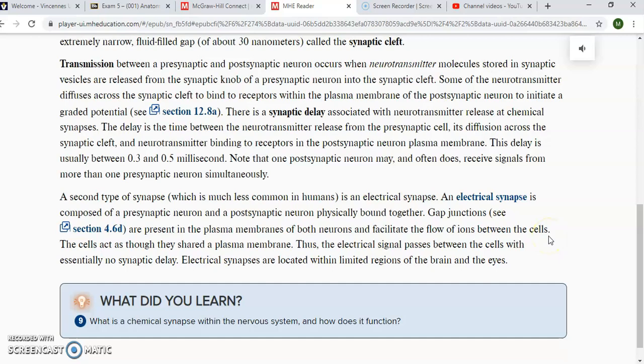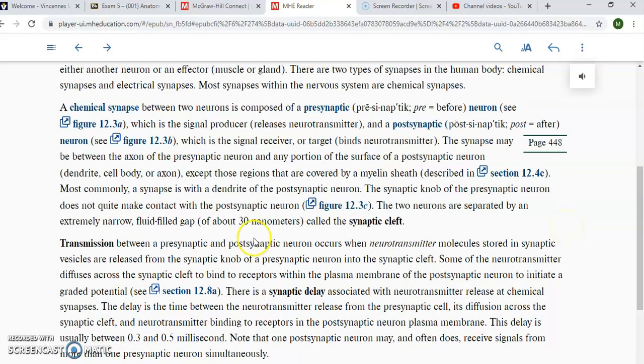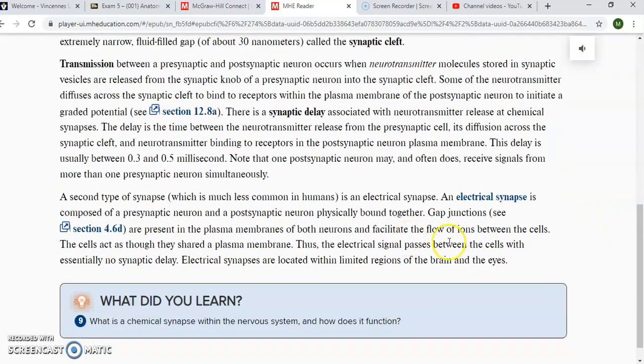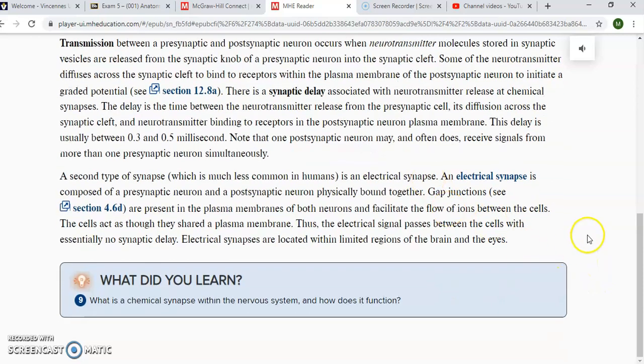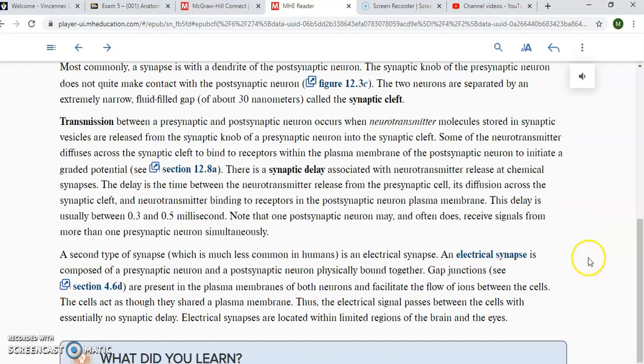And that happens much more quickly. With a chemical synapse, because you have to wait for the chemical to be released and then travel across the synaptic cleft and then bind, there's a little bit of a delay. It takes a little bit longer to transmit that information from one cell to the next. With an electrical synapse, it happens very, very quickly. But again, those aren't as common. They're just in a few places in the nervous system. But they do exist, so we should be familiar with them.